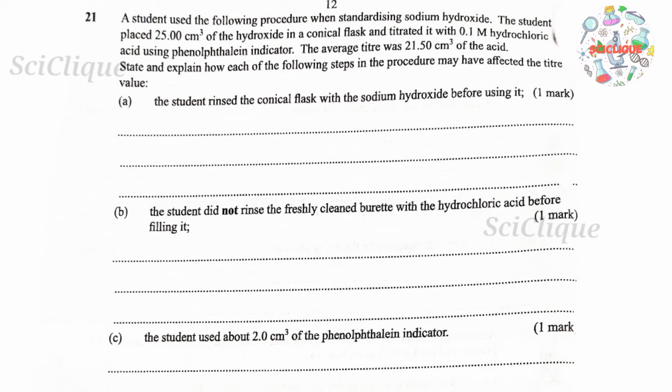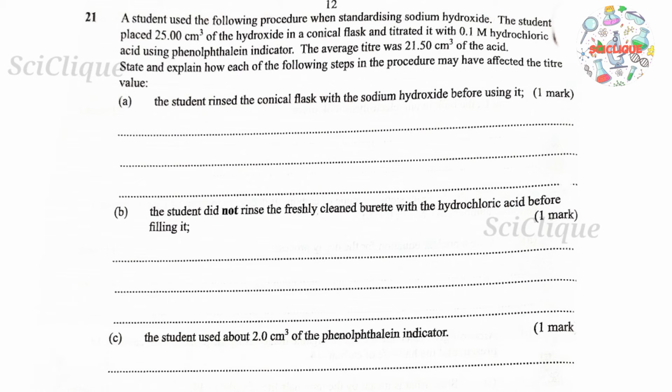A student used the following procedure when standardizing sodium hydroxide. The student placed 25 cubic centimeters of the hydroxide in a conical flask and titrated it using 0.1 molar hydrochloric acid and phenolphthalein indicator. The average titer was 21.5 cubic centimeters of the acid. State and explain how each of the following steps in the procedure may have affected the titer value.